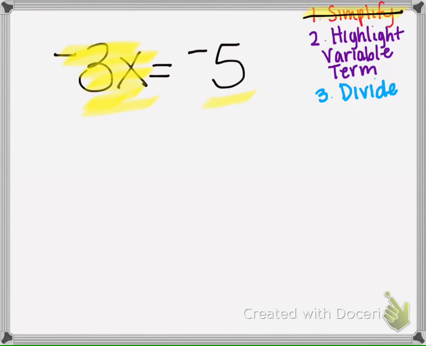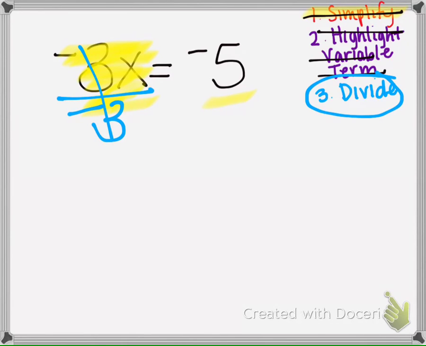And then if there's anything next to it, we need to get rid of it. But there's nothing to the left or the right of negative 3x. So now step two is complete. And then once this is all by itself, which it is, we're ready to divide. So we're going to divide both sides by negative 3.